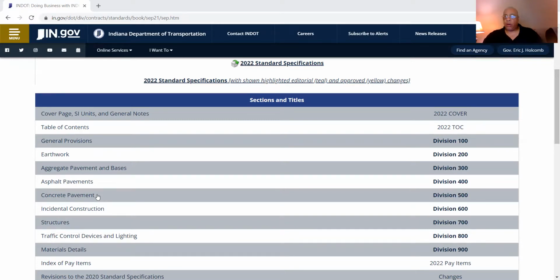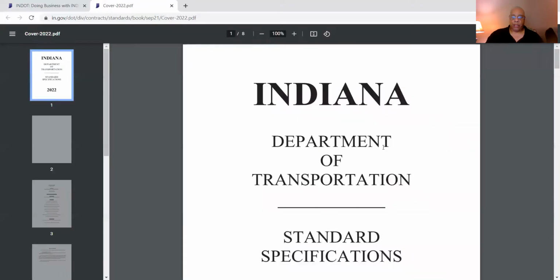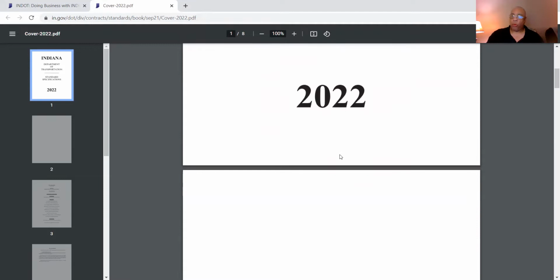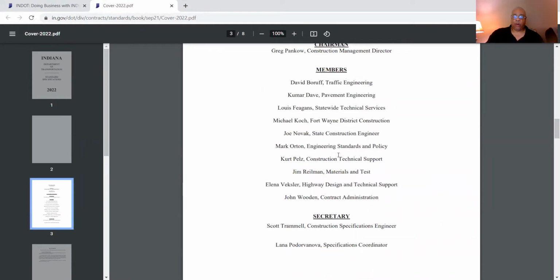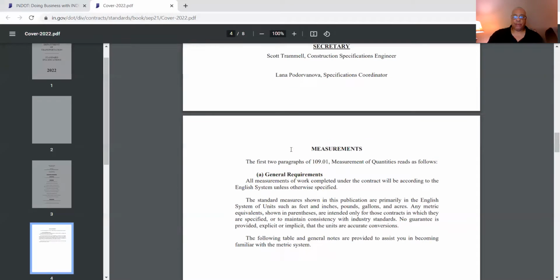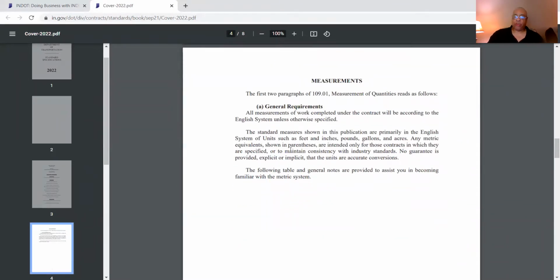Now, let's go and see what's in these specifications. Okay, in the cover, these are your technical specifications from INDOT, 2022, hot off the press. And of course, you basically have everybody that was involved in creating these standards and specifications. Again, they change every 2 years in Indiana. You deal with your measurements.